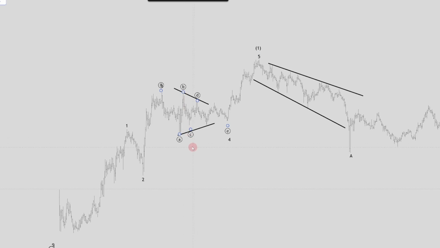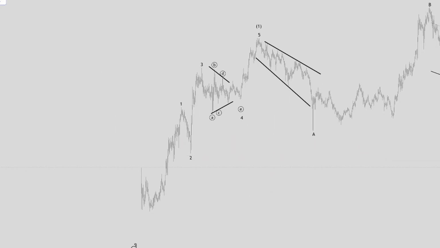So A, B, C, D, and then wave E, which is the subwave that doesn't follow a zigzag, which is allowed. It subdivides into another triangle, A, B, C, D, and small e. And then we go 1, 2, 3, 4, 5. Here we go. And this is it.